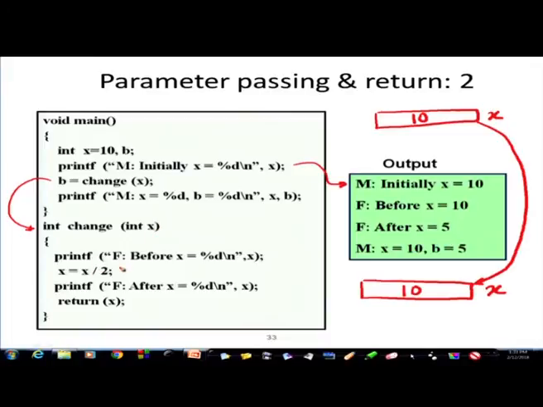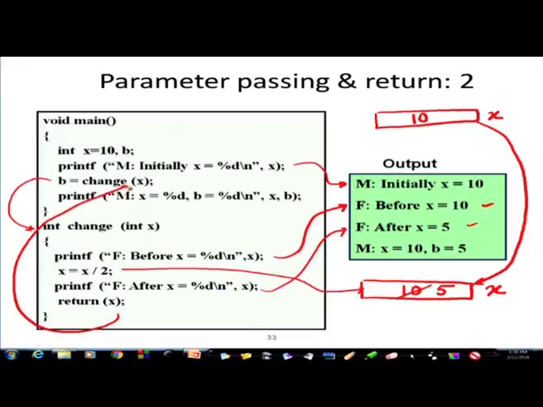Now, this printf in the function prints x before changing. So, x was 10. So, what will be printed? 10 will be printed. Then I change x here. So, at this point x is becoming 5, all right. Then I am saying print after the change, x is what? It has been changed to 5, and then I return to the main function with the changed value of x. So, b gets 5.